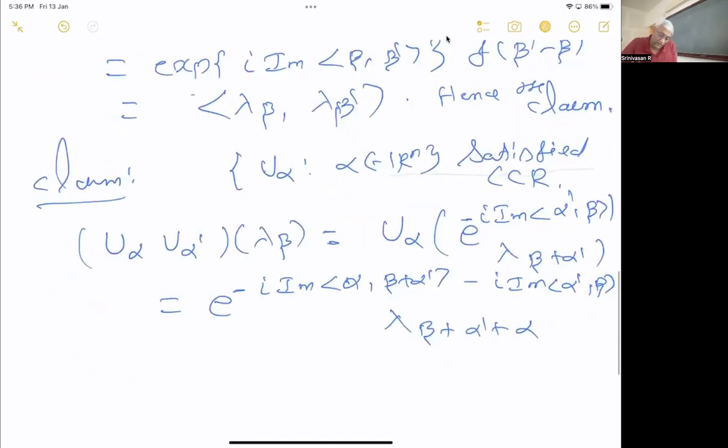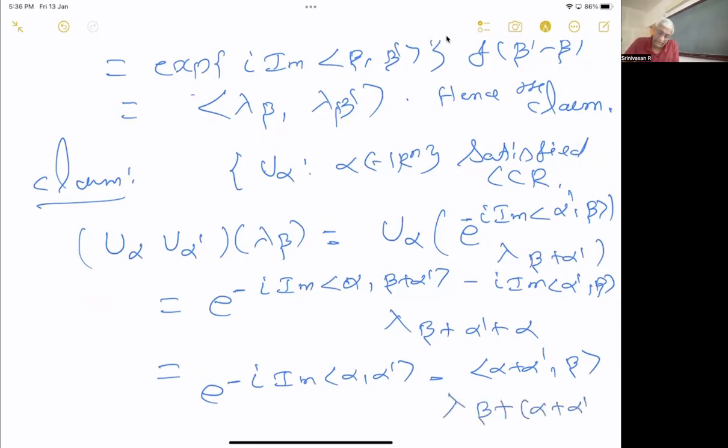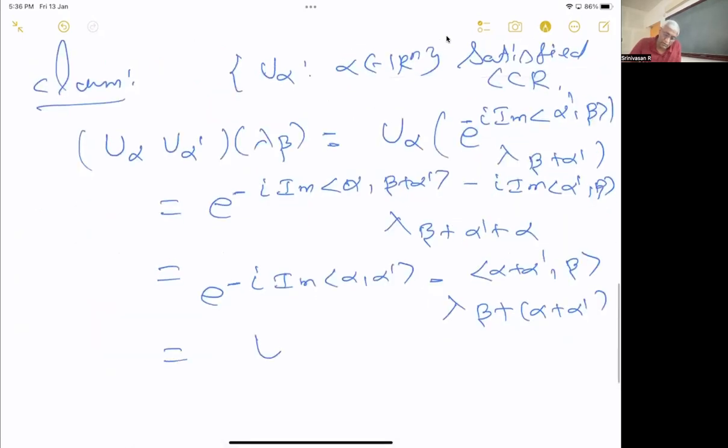Okay. Now here what happens? Here you have alpha. So you have i imaginary part of alpha prime. Okay. And then you have just beta here. I mean, this is just alpha plus alpha prime beta, right? Right, that's all. Lambda of beta plus alpha prime, which is precisely U of alpha plus alpha prime acting on lambda beta.